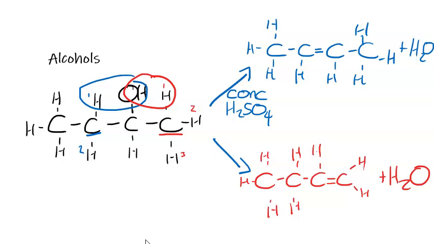So the poor gets poorer means that the major product is going to involve this carbon losing a hydrogen. That means this reaction here, where the hydrogen is lost from this carbon, will be the major product. So the major product is up here, and our minor product is down here. And that's the elimination reaction of alcohols.